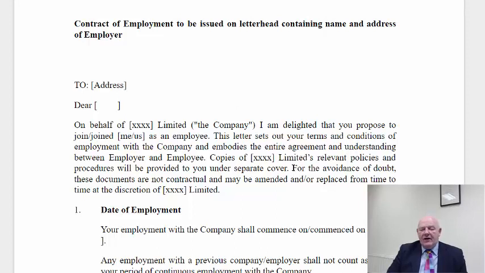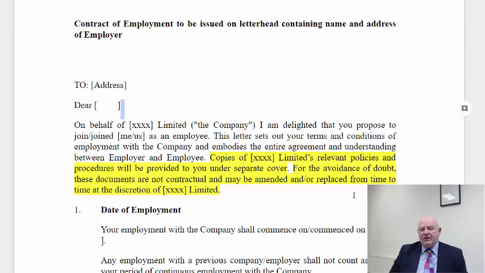There, in this first paragraph, there are 2 lines at the end which I would strongly recommend. And you'll see here it says, for the avoidance of doubt, and I'm going to highlight this, for the avoidance of doubt, these documents are not contractual and may be amended and or replaced from time to time at the discretion of. I'm referring there to copies of the policies and procedures, i.e. the staff handbook, which will be given to the employee under separate cover. But I am stipulating that those documents, the staff handbook, the relevant policies and procedures are not actually part of the contract and are not contractual.